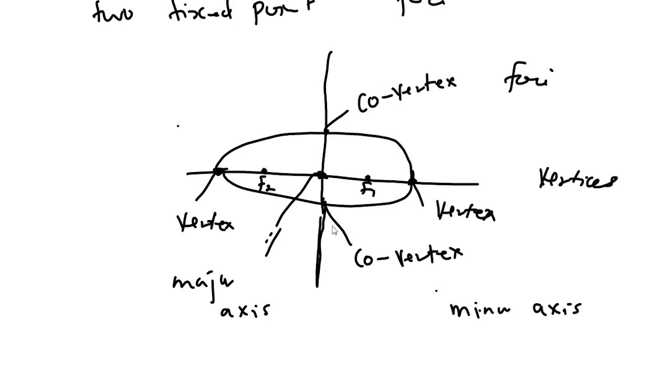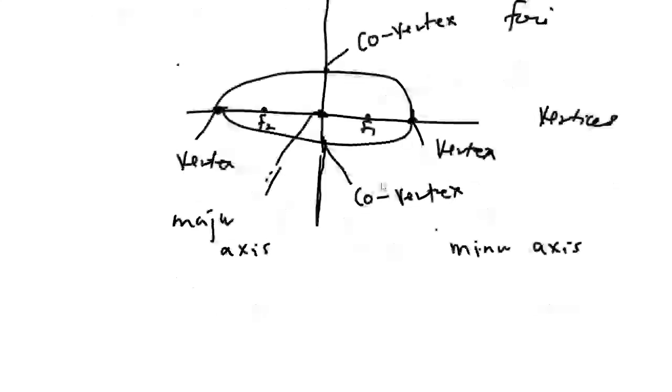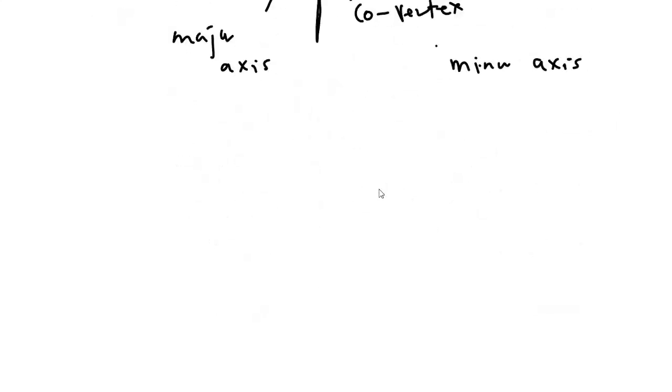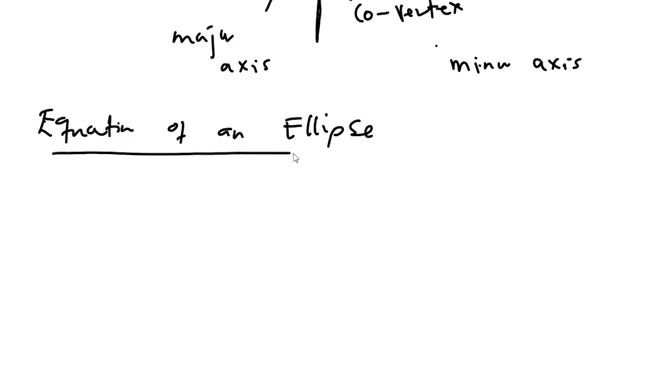All right, so basically we are saying that an ellipse is a set of all points, the sum of whose distances from two fixed points is a constant. So let's use this definition to derive the equation of the ellipse. Equation of an ellipse. Okay.